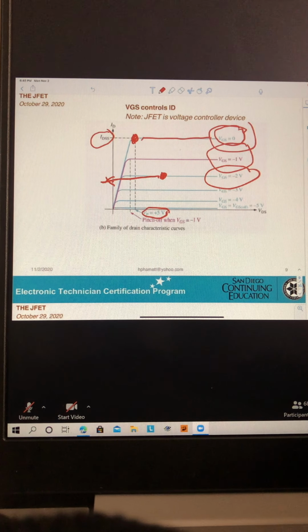Okay, so any question on this picture here? Is any component greater than 5 volts? That means at 5 volts, the current ID will be equal to IDSS. When it starts lower than 5 volts, it will be in the ohmic region.